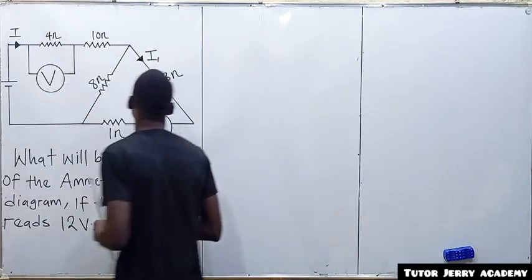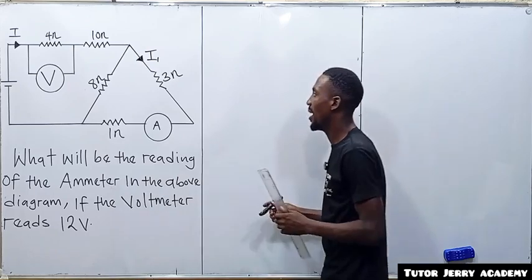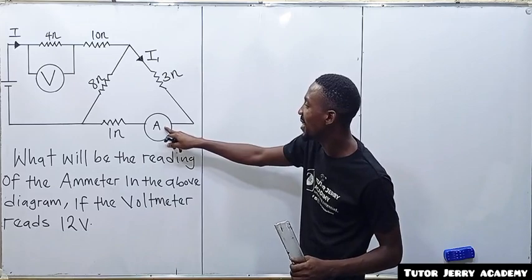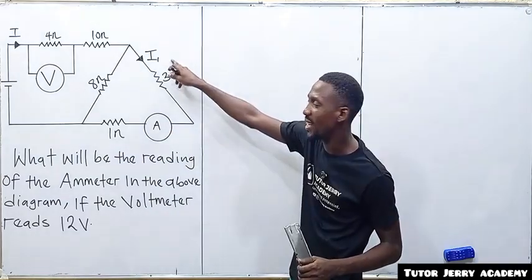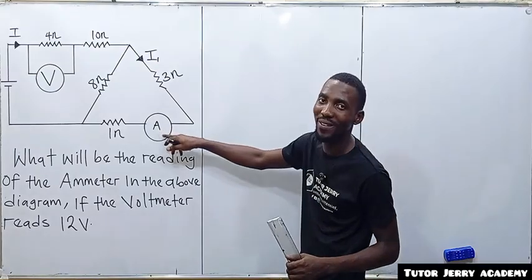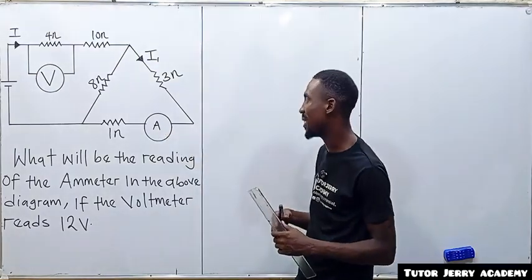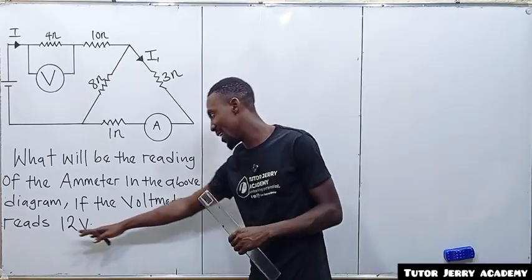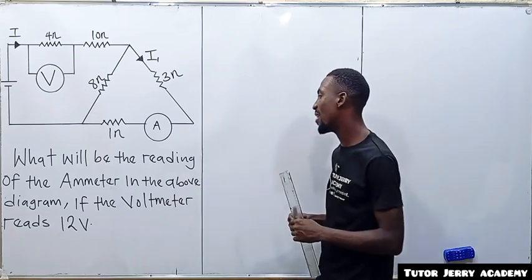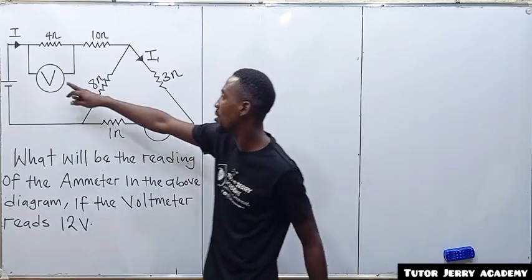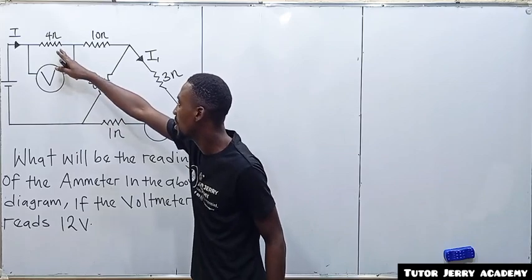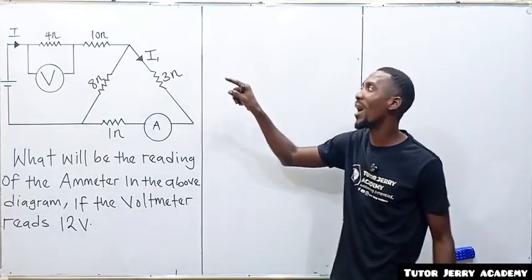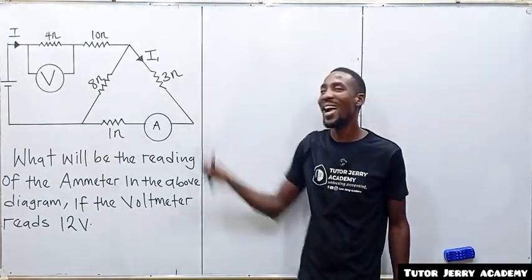All right, now I1 is going to flow in this direction. So definitely our I1 will be the reading of our ammeter. But don't forget, we have already been told that the voltmeter reads 12 volts, and this 12 volts is connected across the 4 ohms resistor, right?